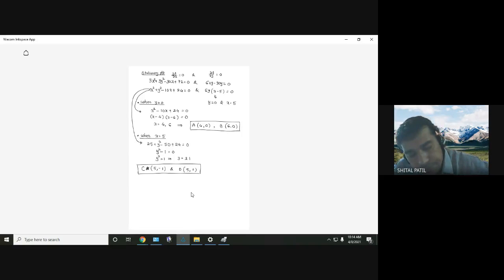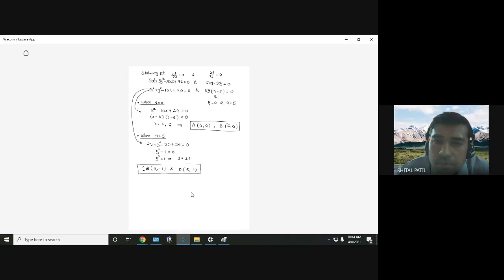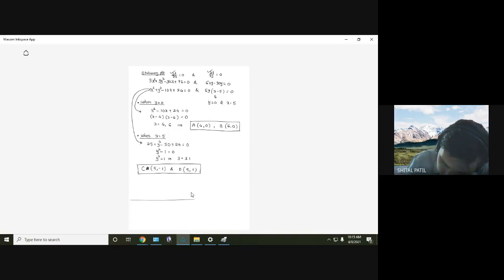Sir, why did we put y equals 0 and x equals 5 in this equation? Can't we take other values? Okay, just one minute. You might have understood what a stationary point is: the points which satisfy both equations, del f by del x equal to 0 as well as del f by del y equal to 0. Correct?